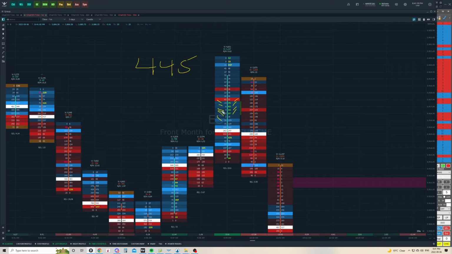Sellers aren't interested in this area. Buyers are just running through low liquidity blocks here and pushing price up. Now, this right here to me spells exhaustion.